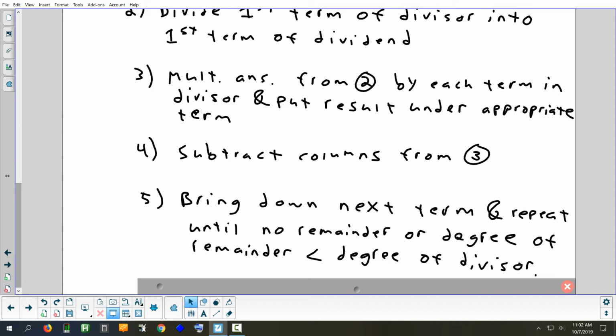How do you know when you're done? Well, the degree of your remainder has to be less than the degree of your divisor. Then you're done. So the degree of the remainder has to be less than the degree of the divisor, the thing on the outside.